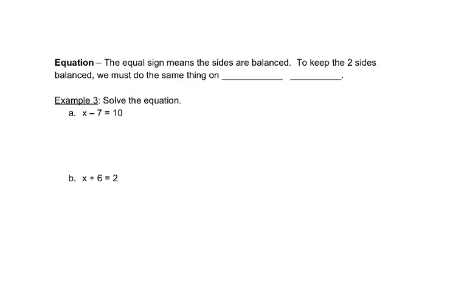So we'll pick up on the bottom of page 68 with example 3. First of all, an equation means, the equal sign means that the two sides of that equation are balanced. In order to keep the two sides balanced, we have to do the same thing on both sides. So we've done problems like this before.